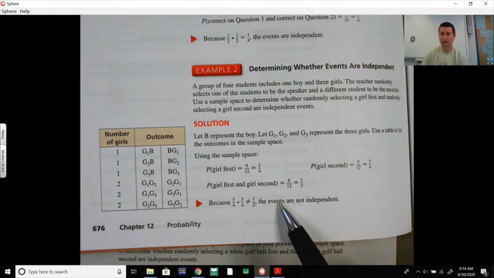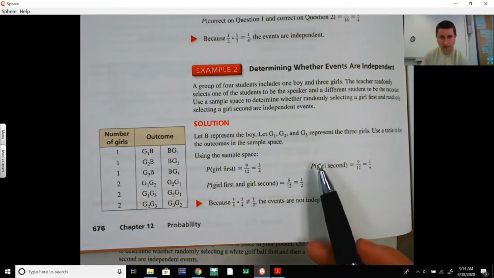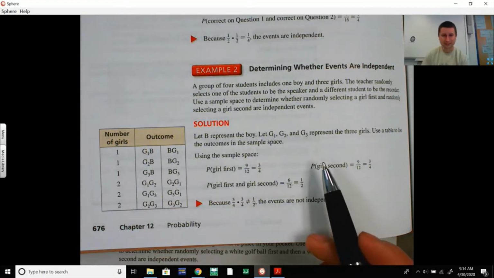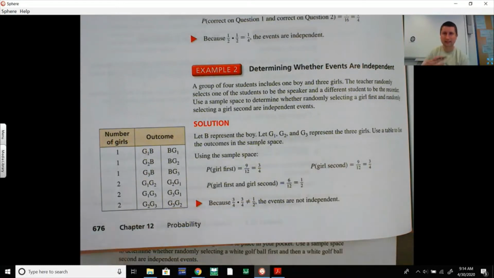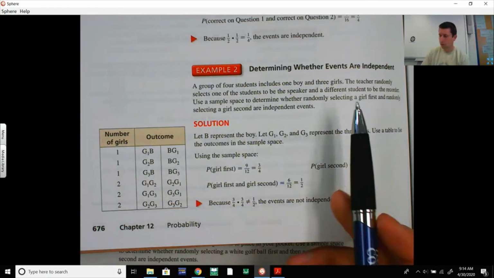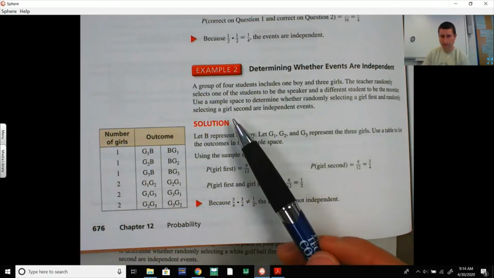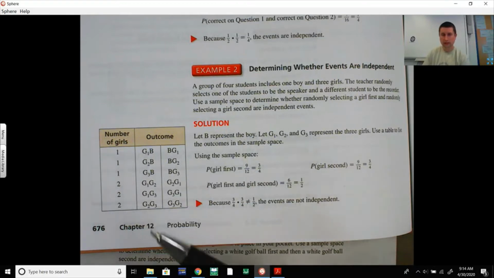Again, these numbers actually confused me a little bit. I don't like looking at the numbers. I like just thinking, okay, does this affect something happening here? So when we determine this probability, what is the probability of getting a girl first and girl second? If you make a sample space, you can just count. Oh, that's half the time that happens.